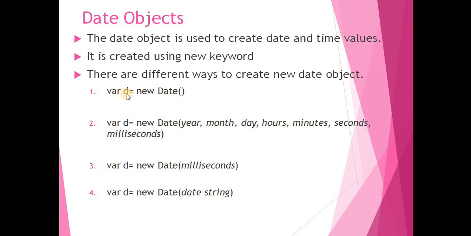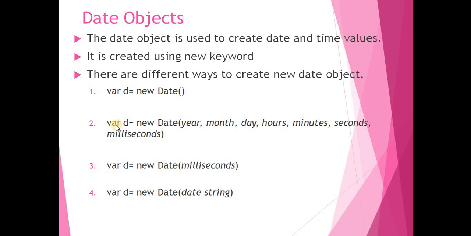First one, var d equal to new Date. Here you will get a variable by name d of type Date, and it is going to get today's date, that is the current date. Over here you must know that the D of Date object is capital. So whenever you are writing Date object, you must write capital D.